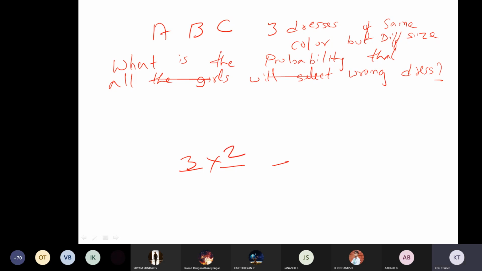The second girl will select out of the remaining 2 dresses. The third girl will select out of the remaining 1 dress. So that means there are totally 6 possibilities of distributing 3 dresses to 3 girls.